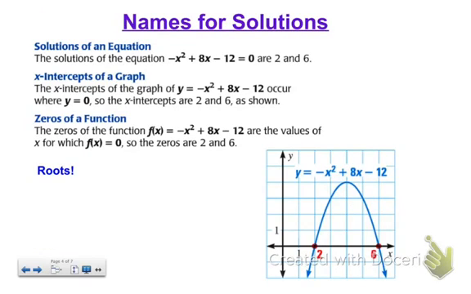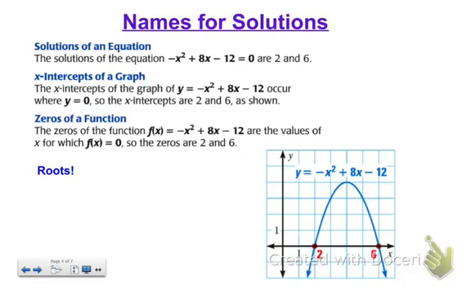So there are also multiple names for solutions. Obviously the most common one is to say solutions of a quadratic equation. So for example, the solutions of the equation negative x squared plus 8x minus 12 equals 0 are positive 2 and positive 6. Or, what probably makes sense is we can talk about the x-intercepts of a graph of a quadratic equation.